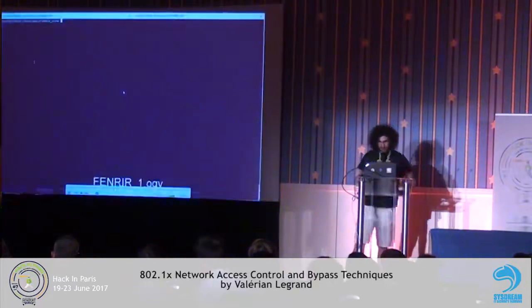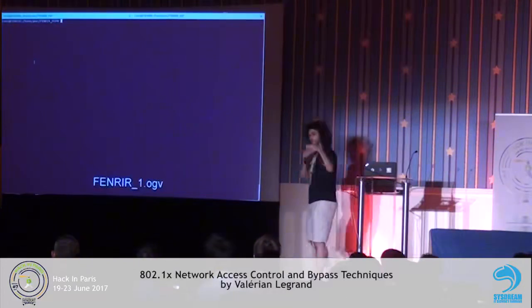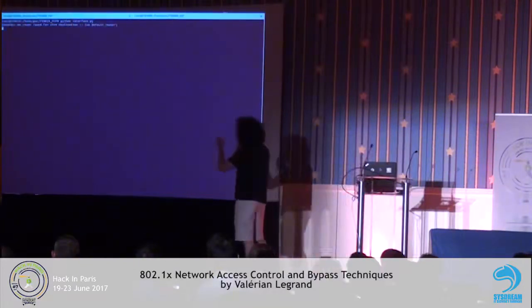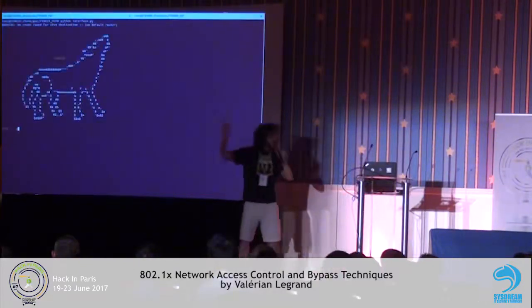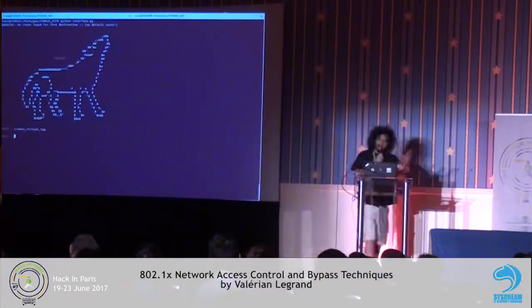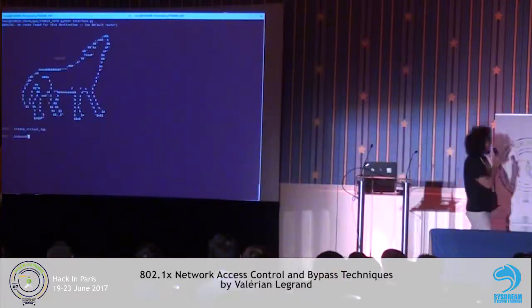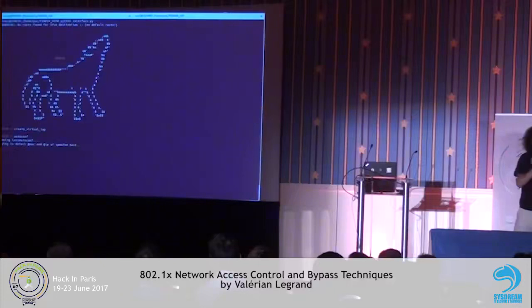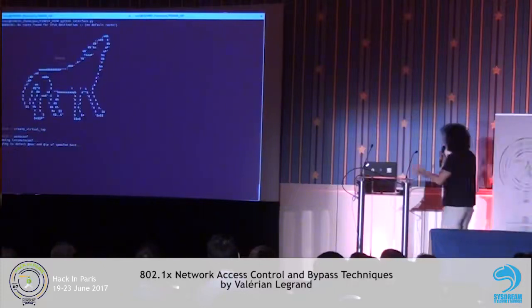So we are on the attacker's machine, and we will start Fenrir. You can see that there is a beautiful ASCII art that was totally not stolen on Google. And we are going to launch the auto-configuration module.